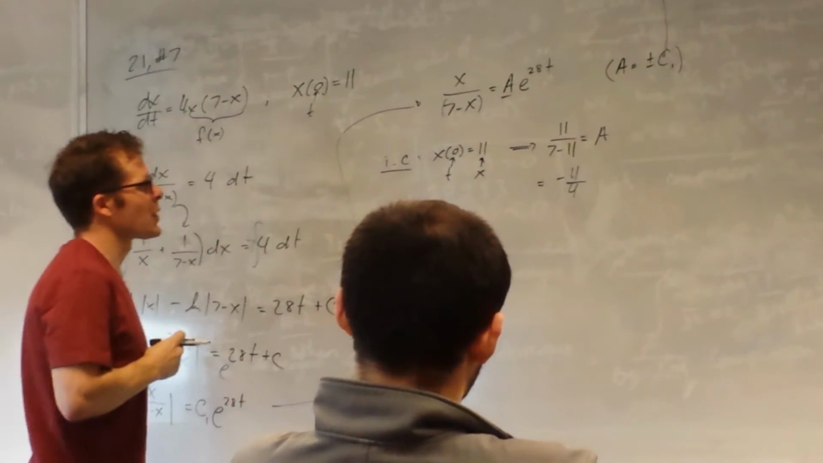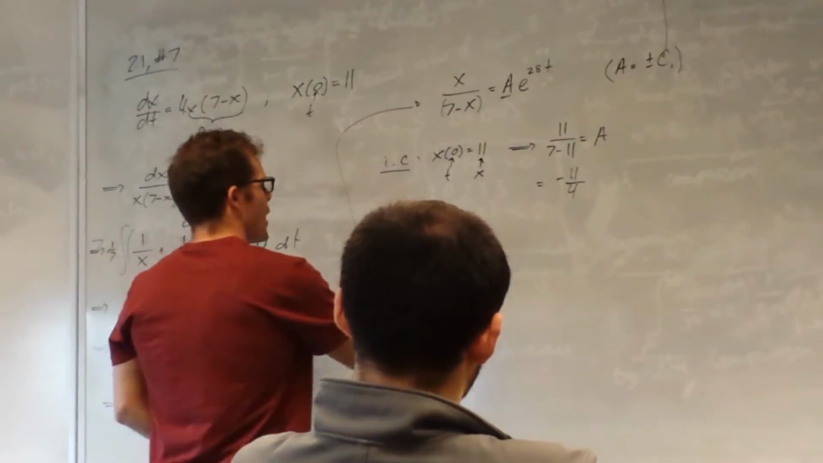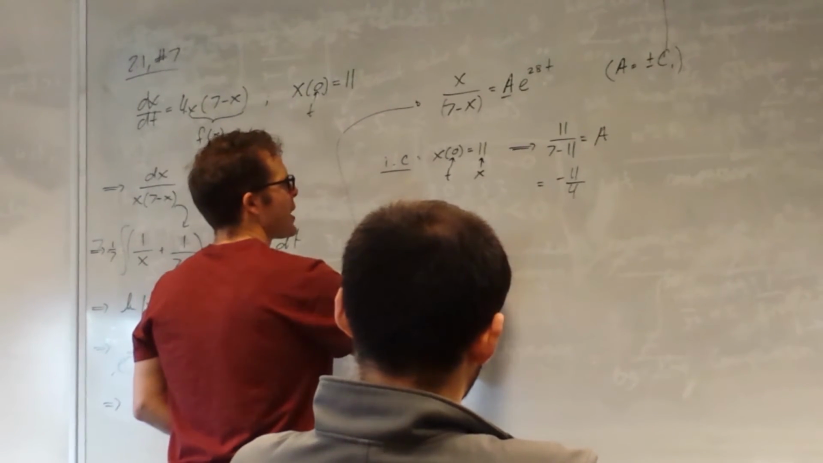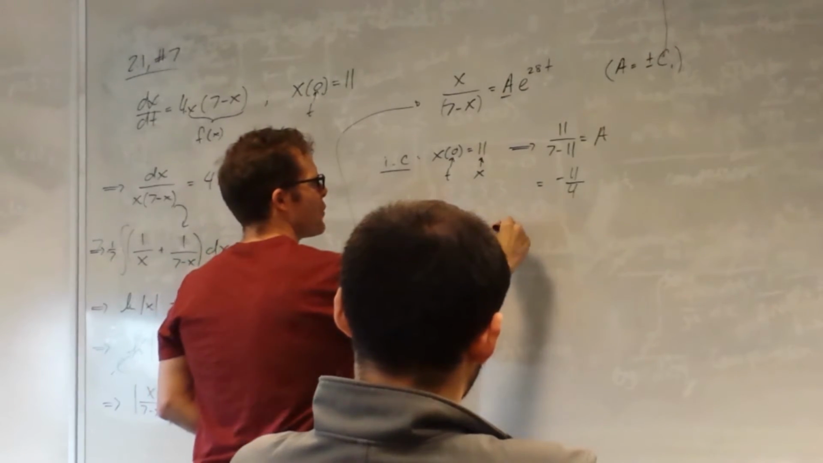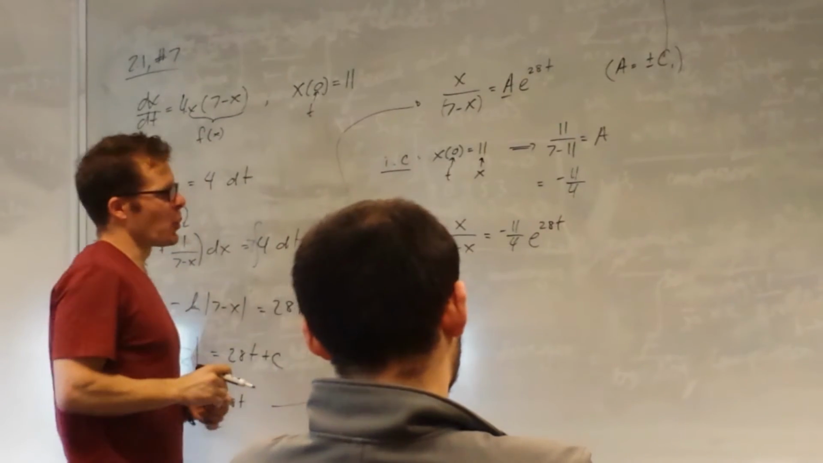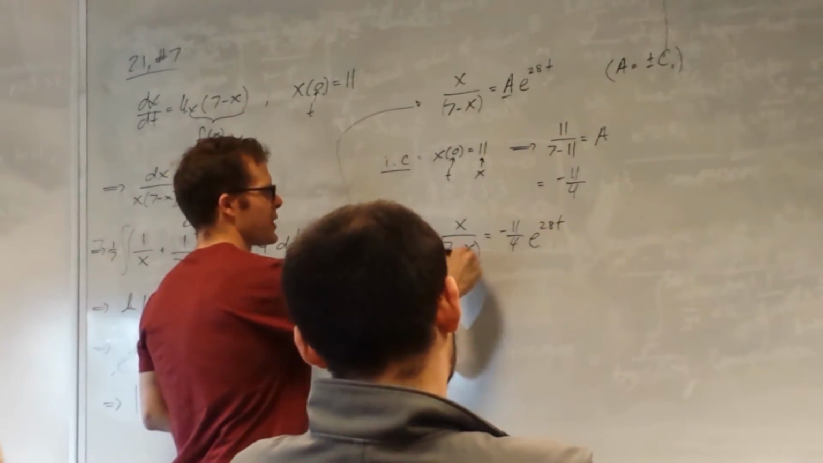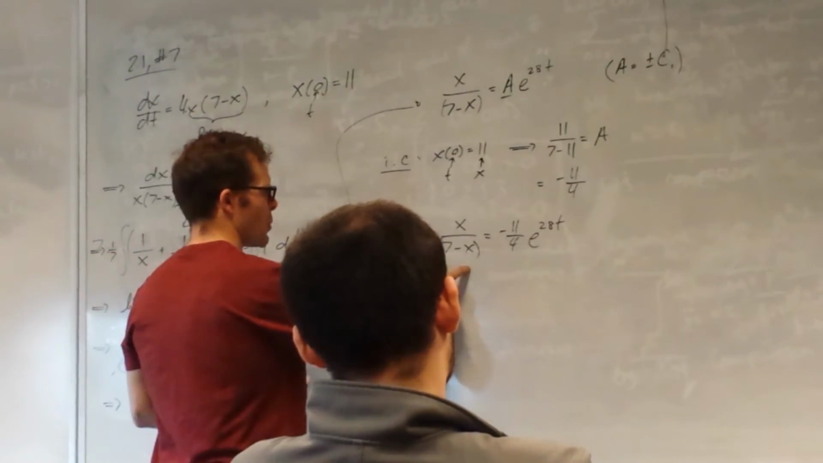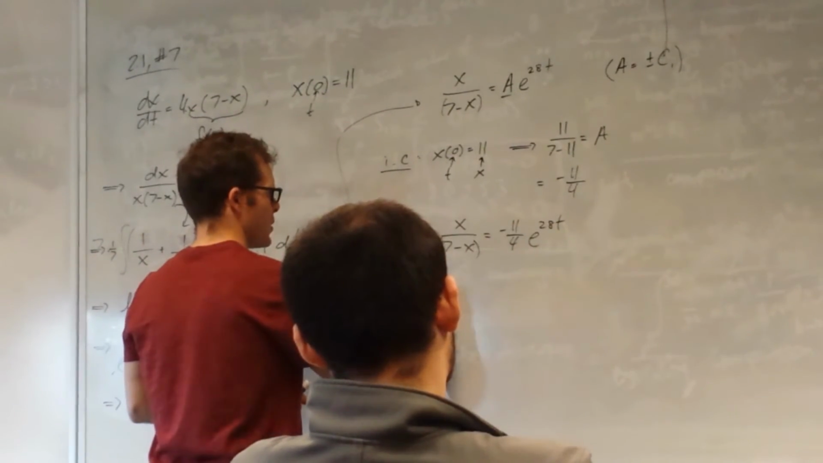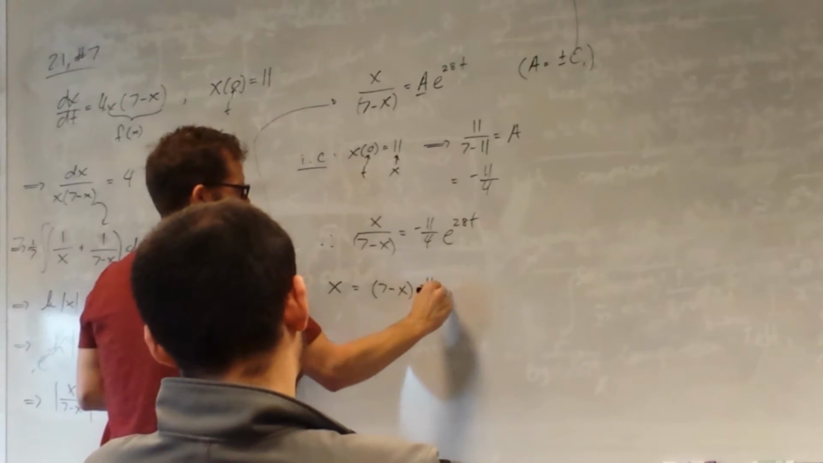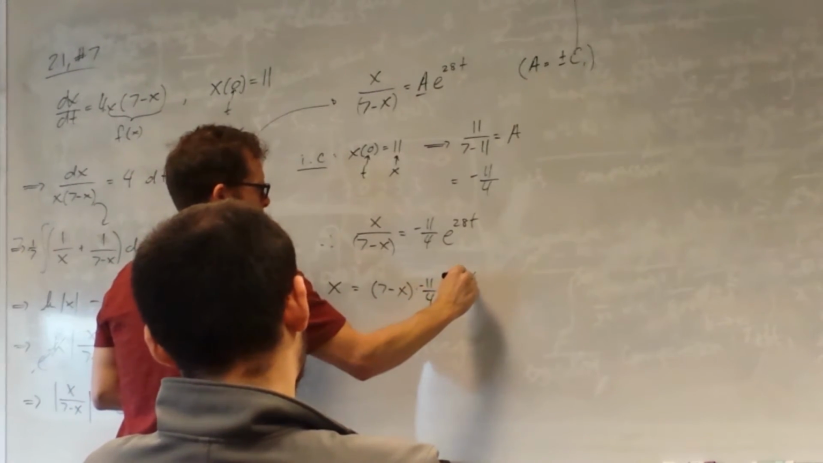Okay. All right. So at this point we got x over 7 minus x, putting this back in, equals negative 11/4 e to the 28t. And then if we want to solve this for x, that's the thing. This is implicit, right? But we can solve this for x by multiplying both sides by the denominator, 7 minus x. So x is going to be equal to, I'm going to put that in front, 7 minus x times negative 11/4 e to the 28t. Oops, not negative.